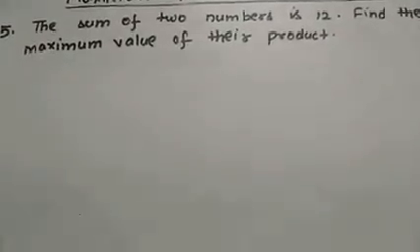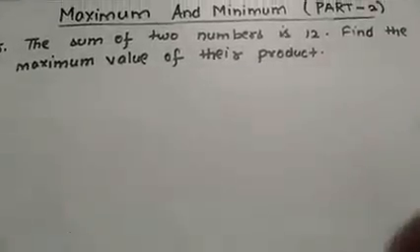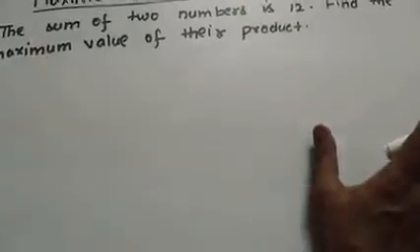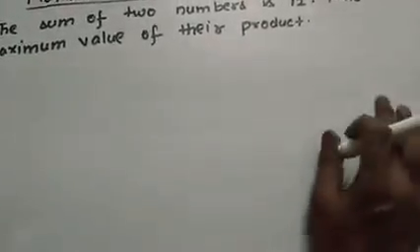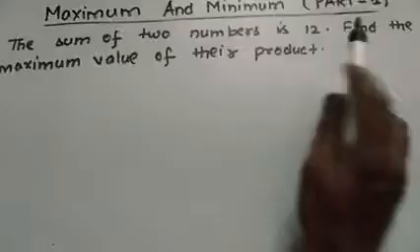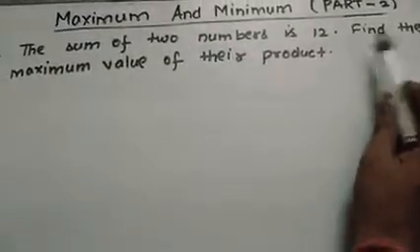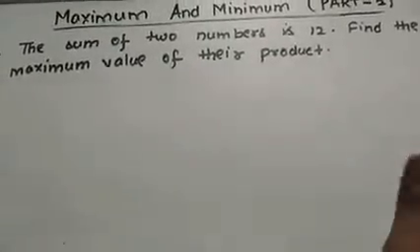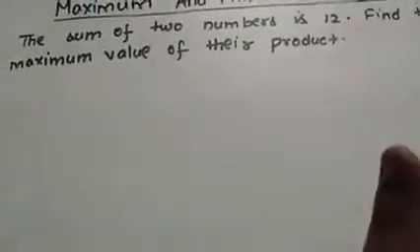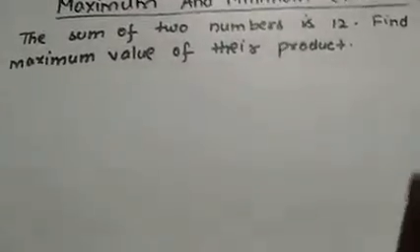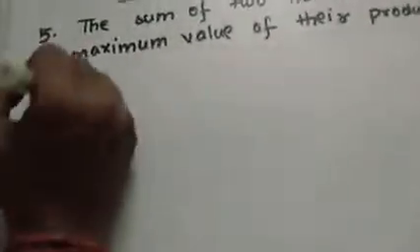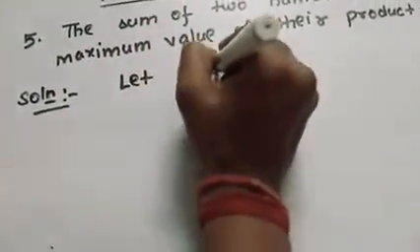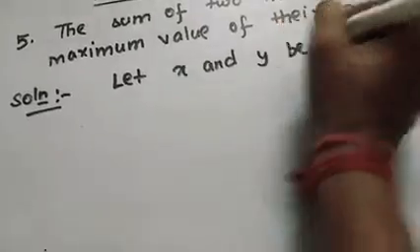Okay, so question number 5 is that the sum of two numbers is 12. The sum of two numbers, that means suppose the two numbers are x and y, their sum is 12, that is x plus y equals 12, given according to the first line. Now the second line is that find the maximum value of their product. That means their product means x into y, and we have to find the maximum value for that. So first of all, let us write, let x and y be two numbers.